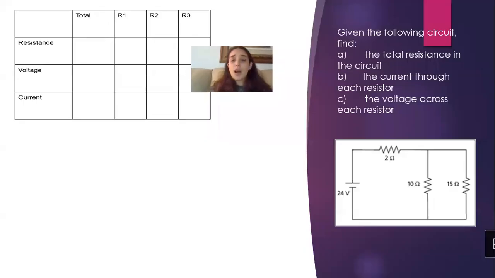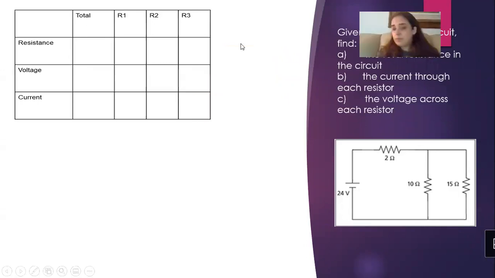Okay, so let's go through your answers. Like I was mentioning before, I'm just going to move my screen over here. So how you fill this table in, the total resistance: first you need to find the resistance of these two together. So I'm going to do that over here.